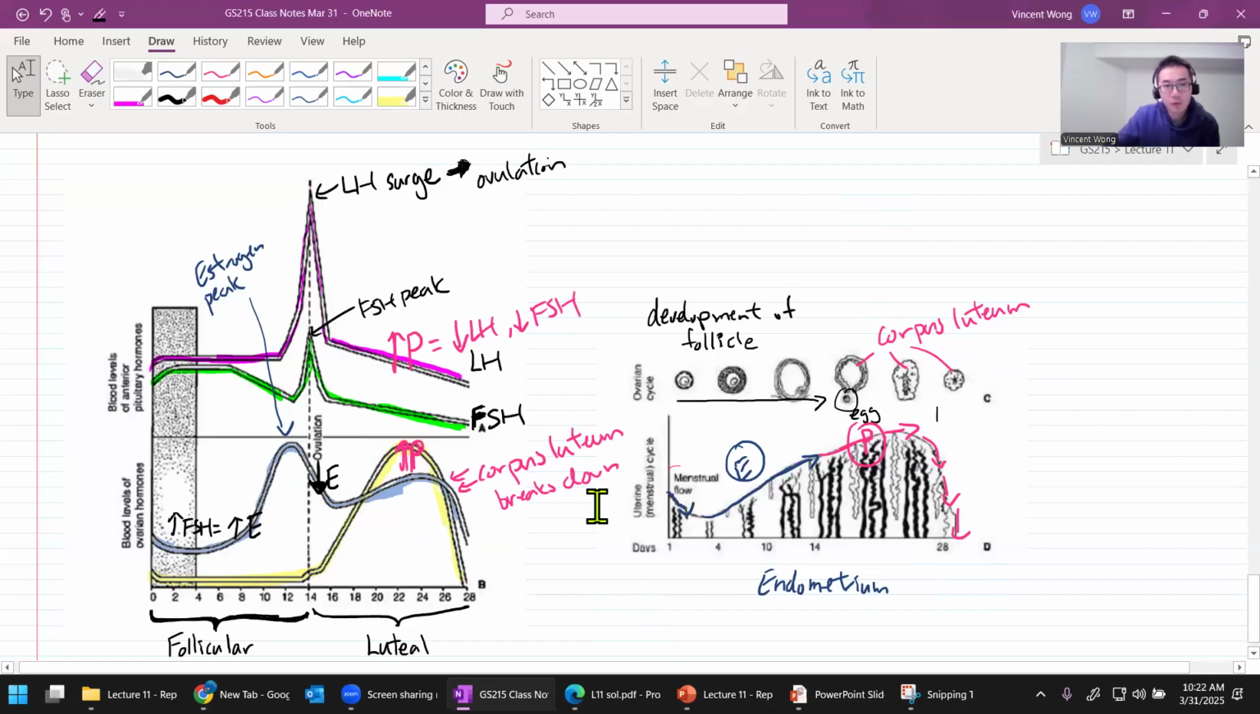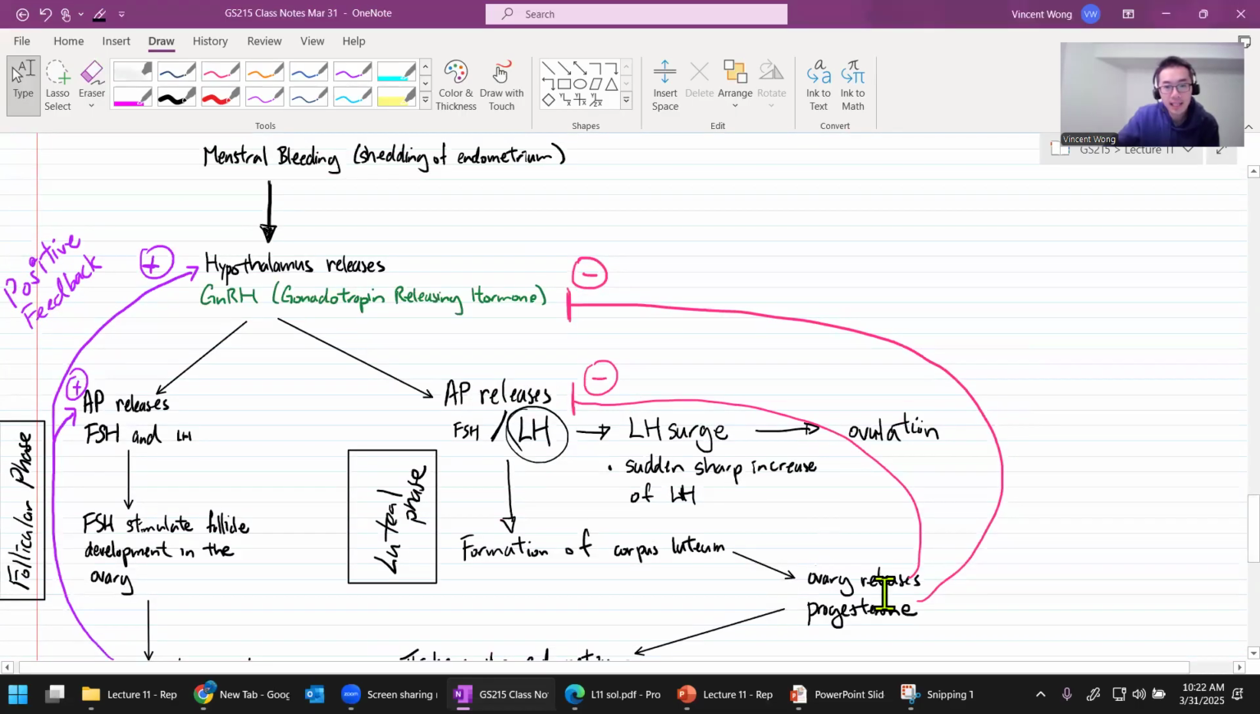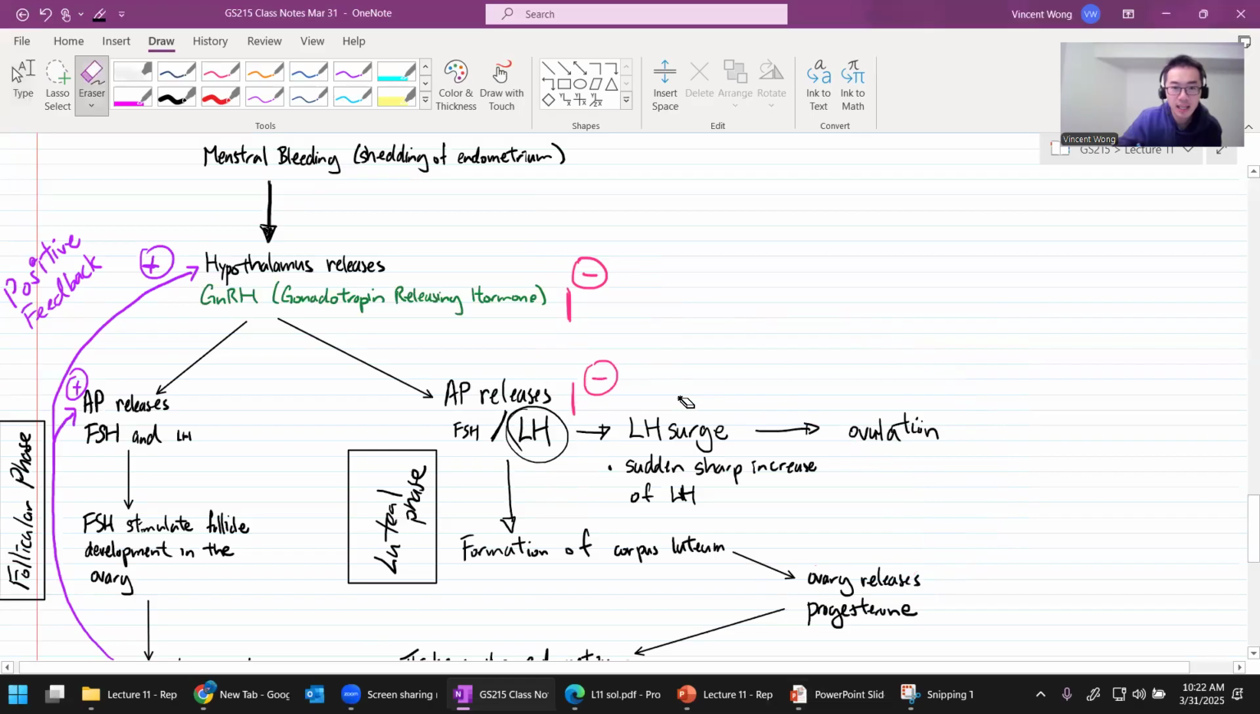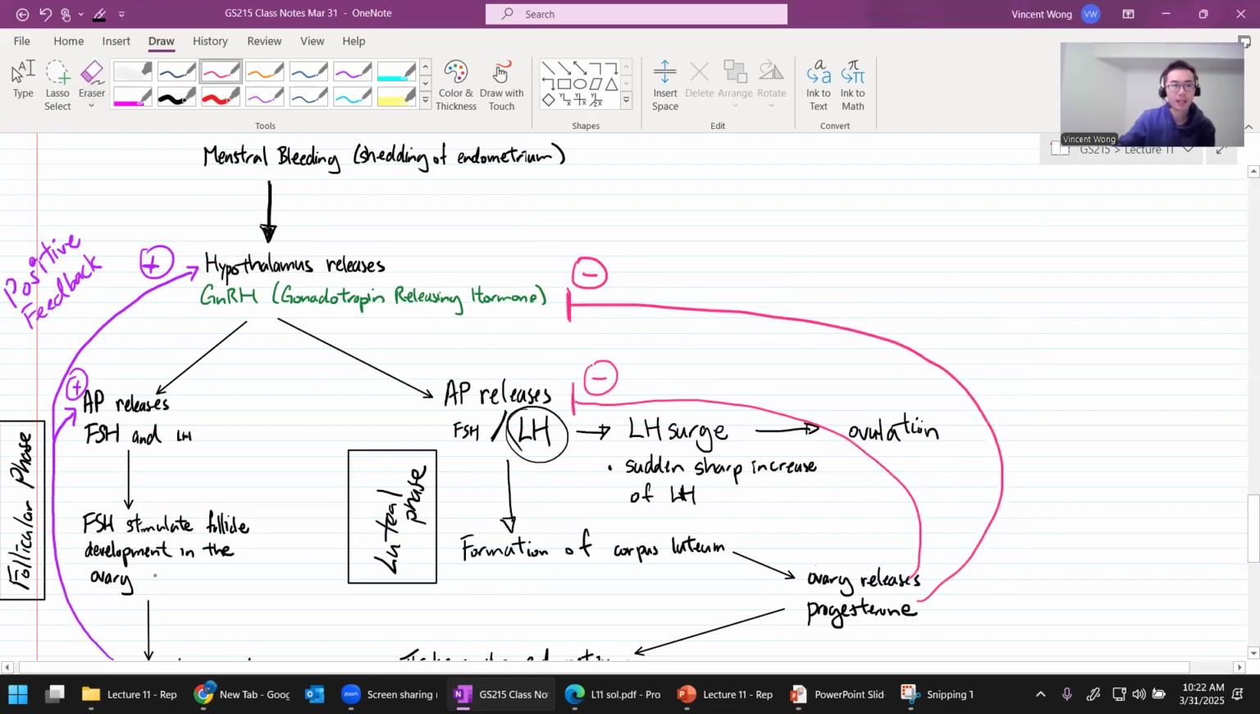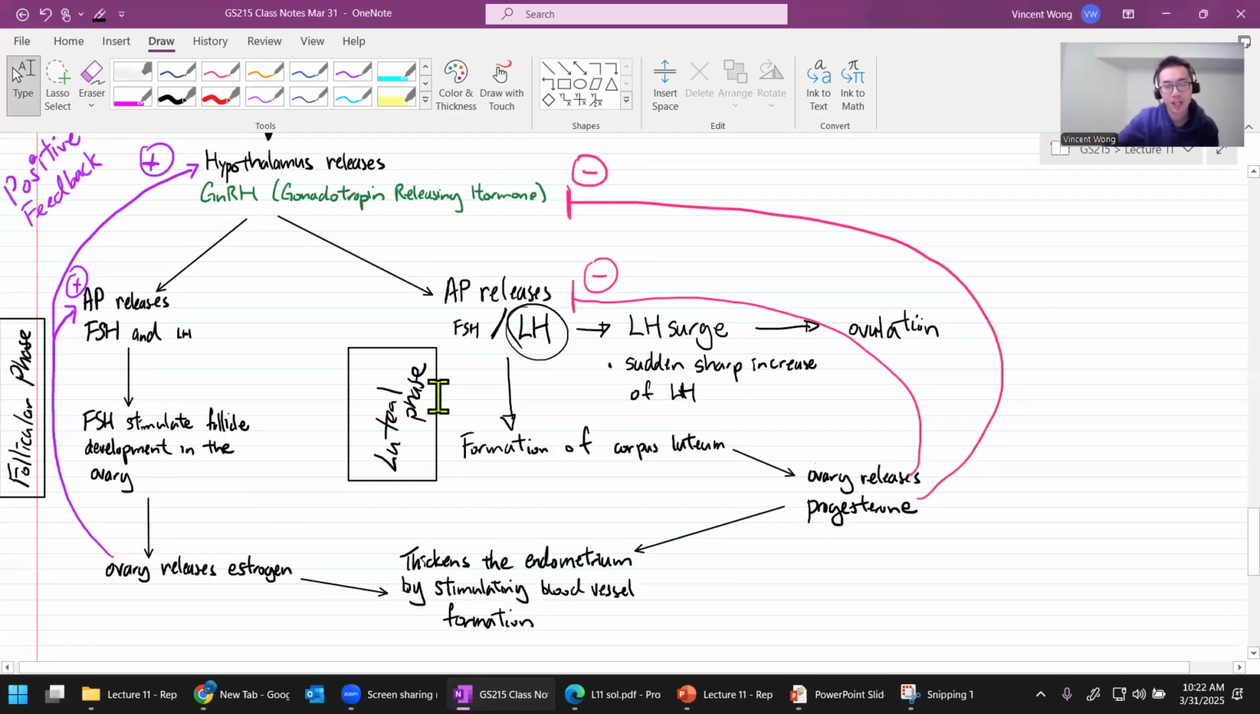And without the progesterone, this negative feedback will no longer be there. It was the progesterone that's saying stop to the GnRH and to the AP, right? But once the progesterone level is gone, because the corpus luteum is no longer there, then we would essentially lift this negative feedback. And then the hypothalamus can release GnRH again, and then it begins the whole cycle all over again. Okay, so that's how it completes one full cycle.